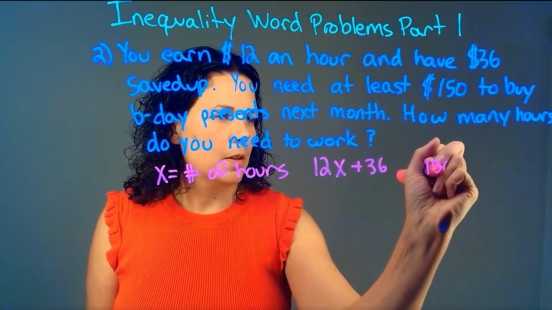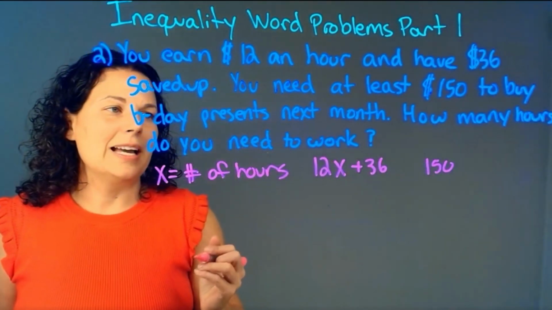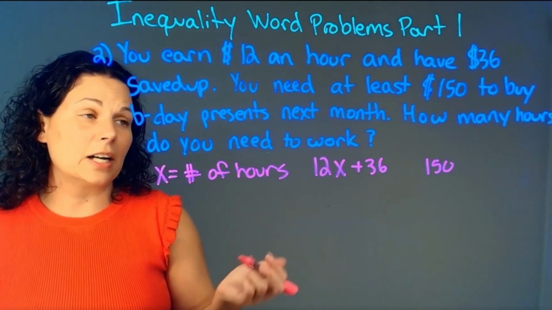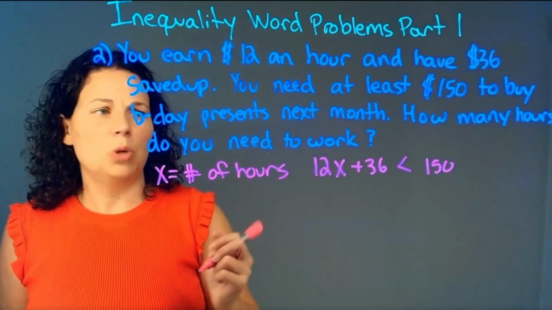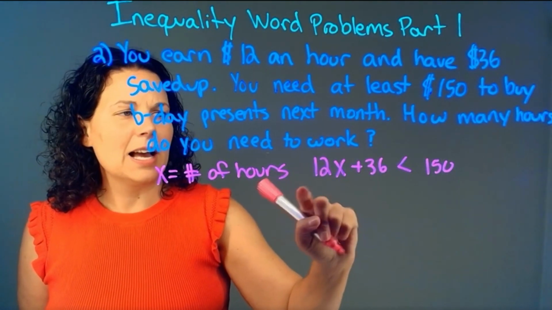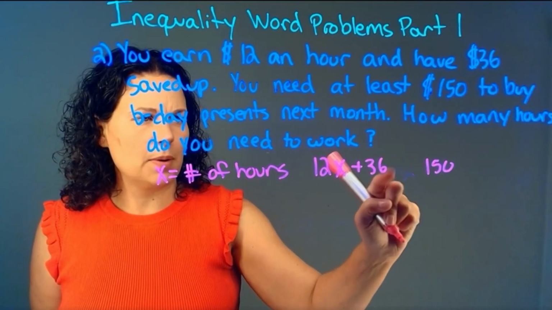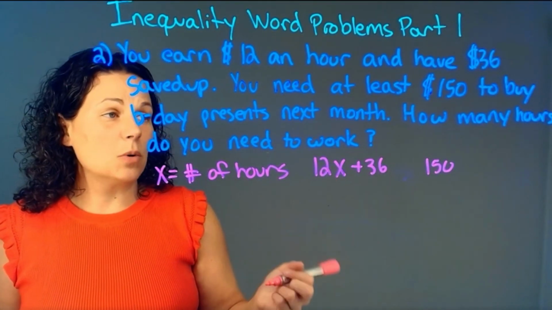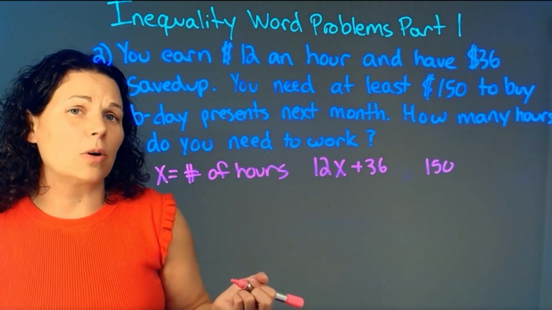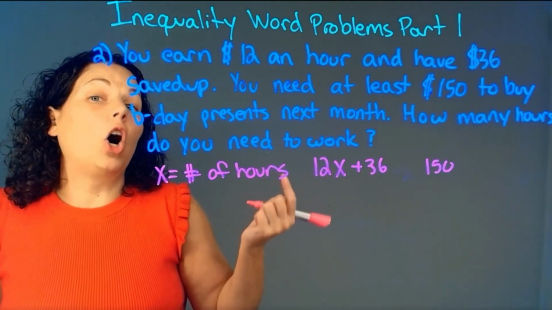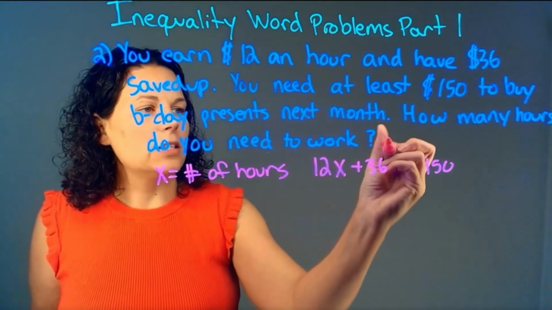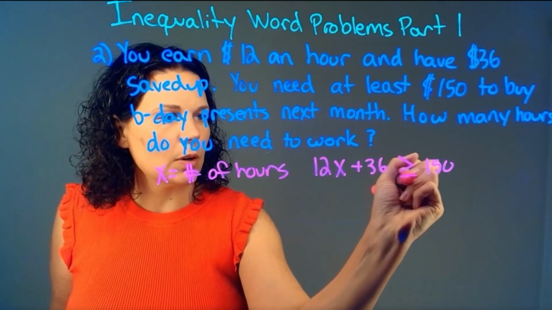Okay, so I got to figure out what symbol goes in the middle here. Can I save less than $150? No, this is how much money I have over on this side. It cannot be less than. No. Then I won't be able to buy my presents. Can it be equal to? Sure, it can be equal, but that's not all it could be. You need at least. So it has to be greater than or equal to.